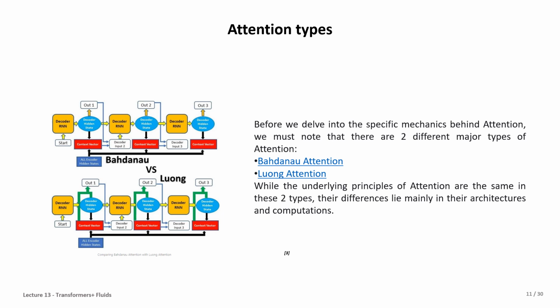Attention mechanism has two main categories, which are called Bahdanau and Luong attention. While the underlying principle of attention is the same in these two types, their differences lie mainly in their architectures and computations, which make them different. As you can see, the architecture of these two types has some differences, and we'll look at this.